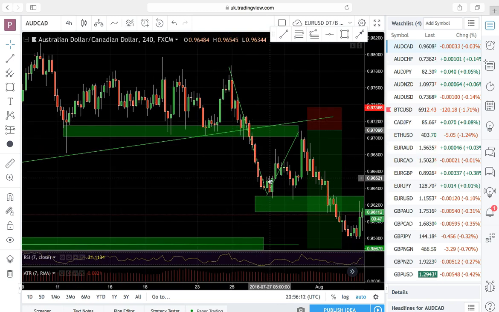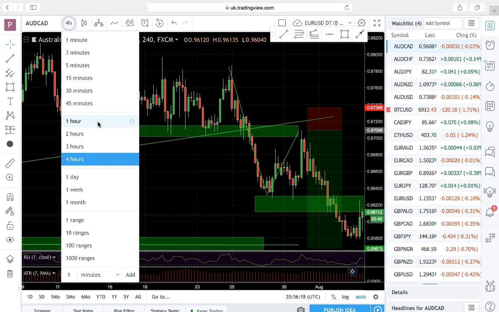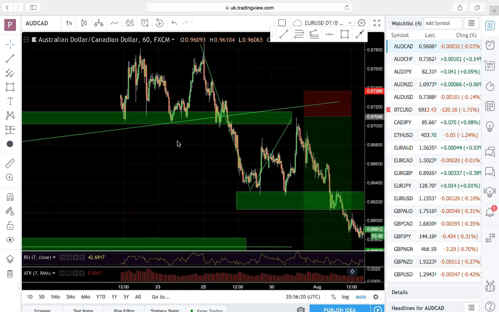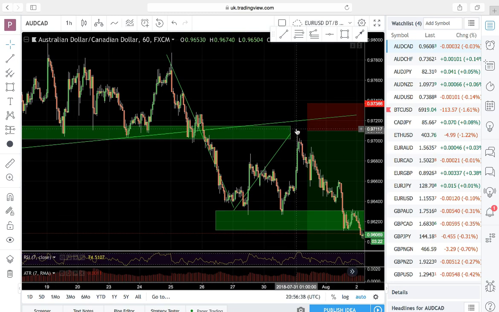So this is a new structure low, this is an outside return. Now if you drop down to the 1-hour, oh, there we go. If you drop down to the 1-hour, you can see the market had a clean break. You had all the time in the world to do your analysis. If you missed the initial entry on the break on the 4-hour, you can actually wait for a retest here to actually get into the trade again.